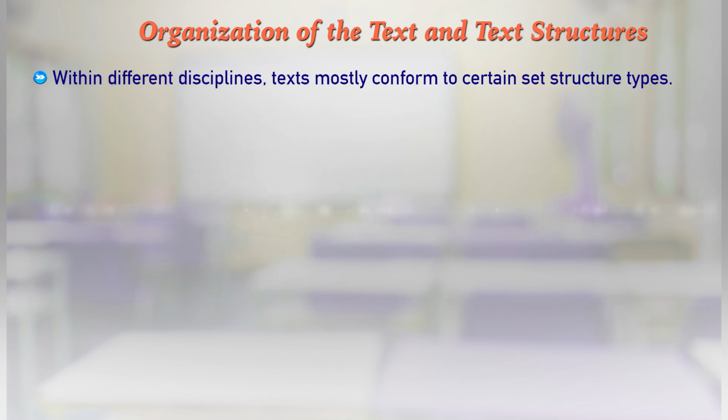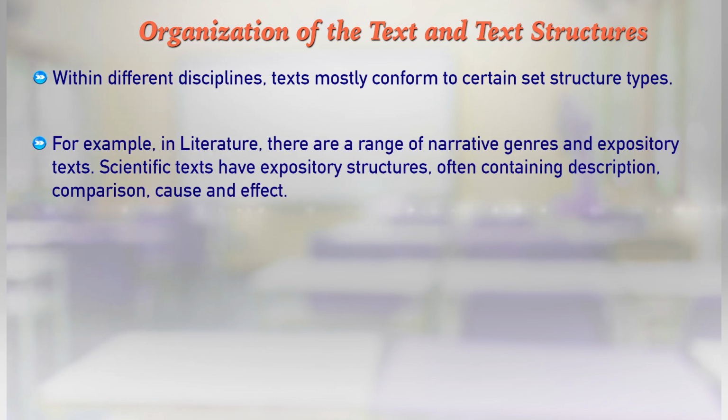Within different disciplines, texts mostly conform to certain set structure types. For example, in literature, there is a range of narrative genres and exploratory texts. Scientific texts have expository structures, often containing description, comparison, cause and effect. A recognition of a text structure's types thus aids learners in forming text-to-text connections for a particular story genre and helps them in decoding the meaning rather easily. Some common types of text structures will be discussed next.